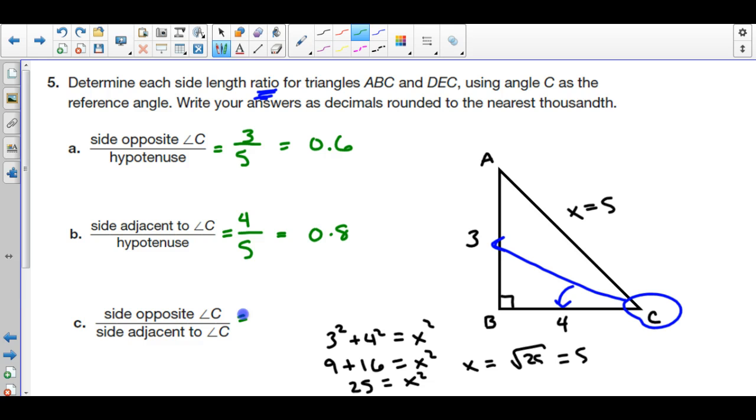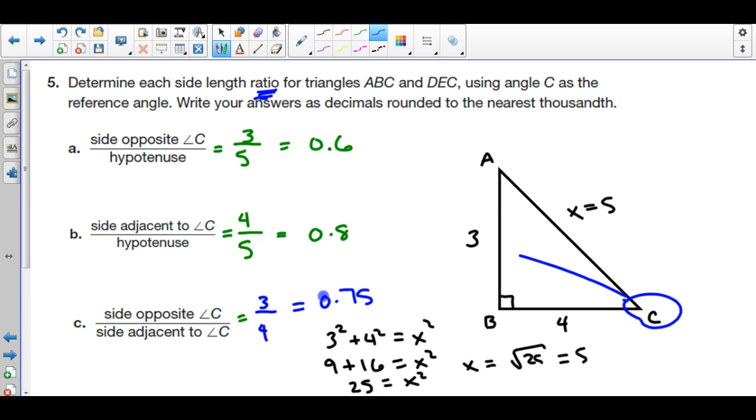And then the last one, we're going to do opposite over adjacent. So going back to this reference angle again, C is our reference angle. The opposite side to C is our 3, and the adjacent side is 4. So in your calculator, you guys are going to do 3 divided by 4, which is 0.75. So your ratio of opposite to adjacent is 0.75.